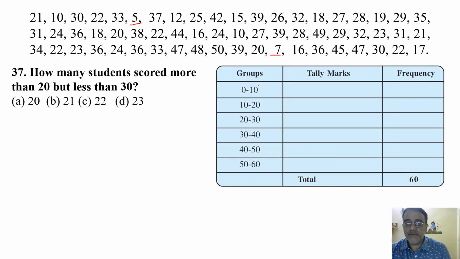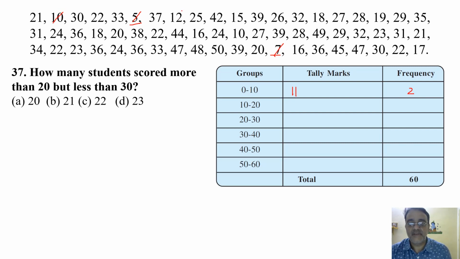Let us see how many are lying in this class. 0 you can include, but 10 you should not include because this is in continuous form, exclusive form. So let us count. 1. Second row, there is something, 1. Only 2 are there, 5 and 7. So 1, 2. Here we write the frequency 2. Now 10 to 20, you can include 10, but you should not include 20. So let us start from here.